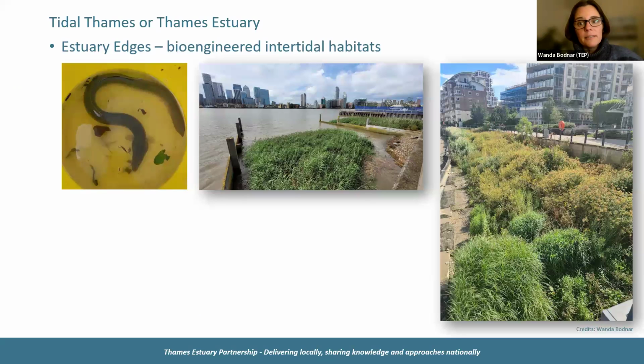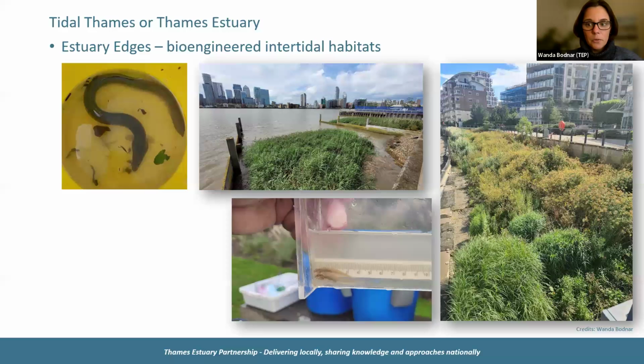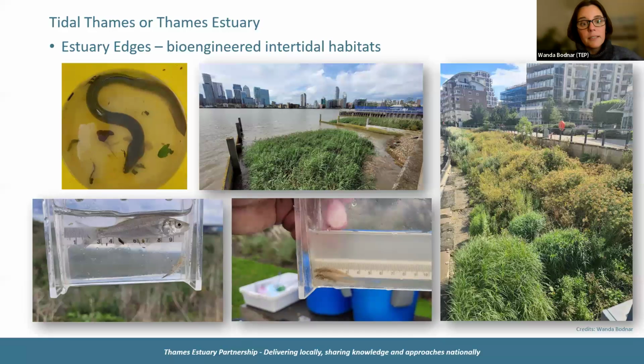To counteract this intertidal habitat loss, some of the riverside developments are now set back and vegetated areas are being created to enhance aquatic biodiversity. And some of these bioengineered intertidal habitats are collectively called estuary edges. We at the Thames Estuary Partnership annually survey these sites and found that these habitats are functioning very well for juvenile fish like common goby, sea bass, and the critically endangered European eel.